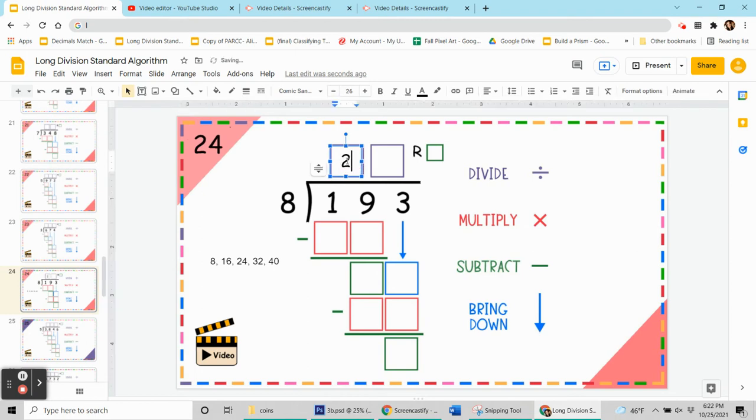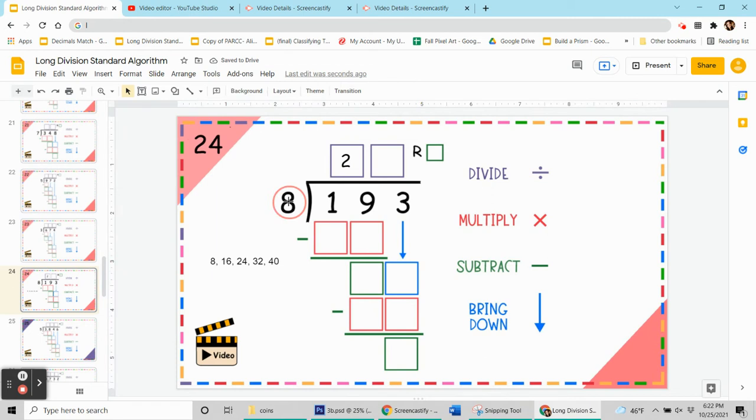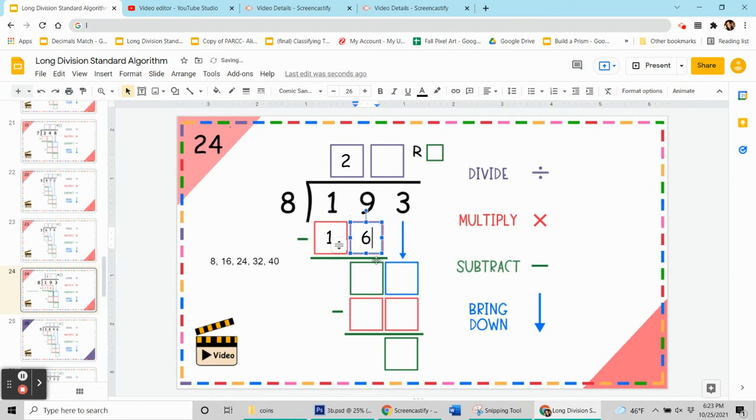The next step is to multiply. Take that 2 and multiply it back by that 8 to see just how close we actually got to 19. We got to 16 because 2 times 8 is 16. How much is left over then? That's why you subtract. 19 minus 16 is 3. So we were 3 away from 19.